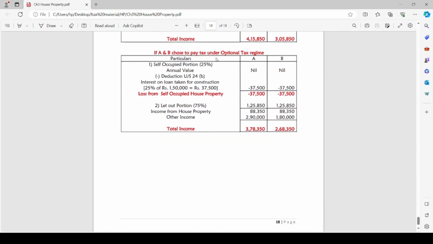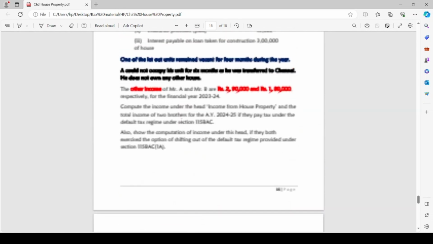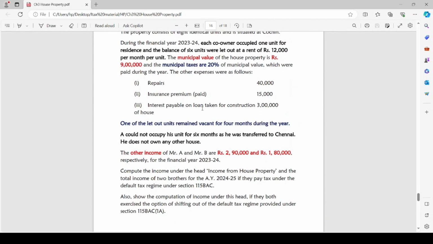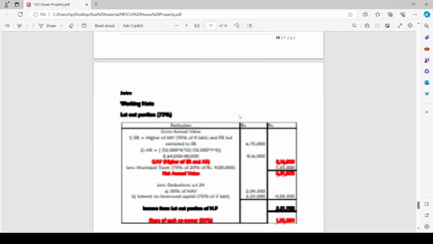If A and B choose to pay tax under the optional tax regime, A and B can claim a deduction under section 24B for the interest on borrowed capital. 75% of interest on borrowed capital has already been claimed as deduction under section 24B for the let out portion. Here we have to claim only 25%. The total interest payable on the loan taken for construction is rupees 3 lakh.